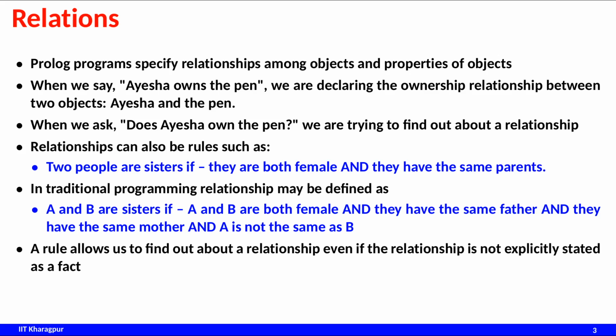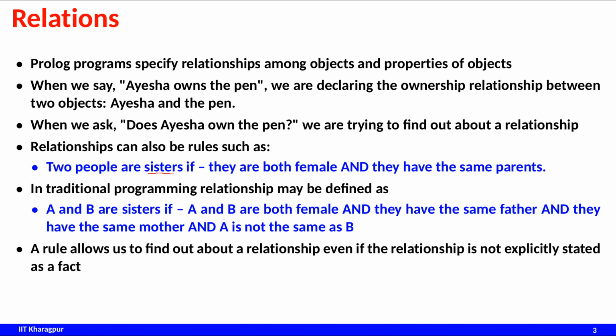The relationship can be thought of as a rule also. For example, if we try to specify the relationship of sisters, two people are sisters if they are both female and they have the same parent. This relationship that we are specifying is a kind of generic one. We are not looking into two people explicitly here.